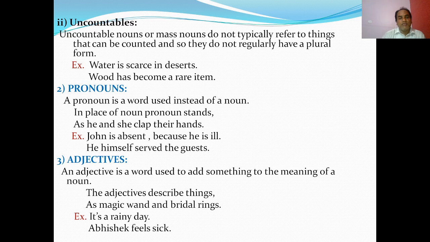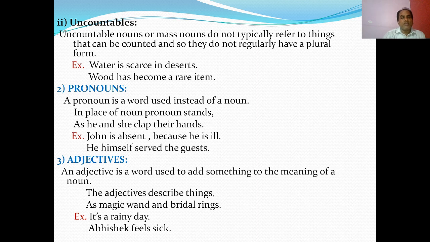The second line gives the examples: he and she are the examples. As he and she clap their hands. Take the example: John is absent because he is ill. You see, he is used in place of John. So he is the pronoun. He himself served the guest. He is the pronoun. Himself is also a pronoun.